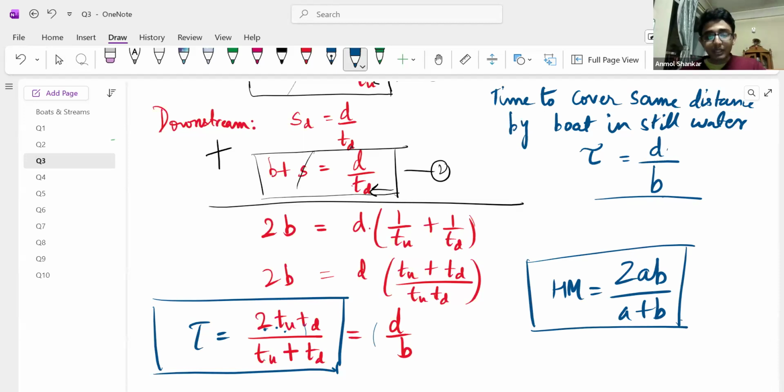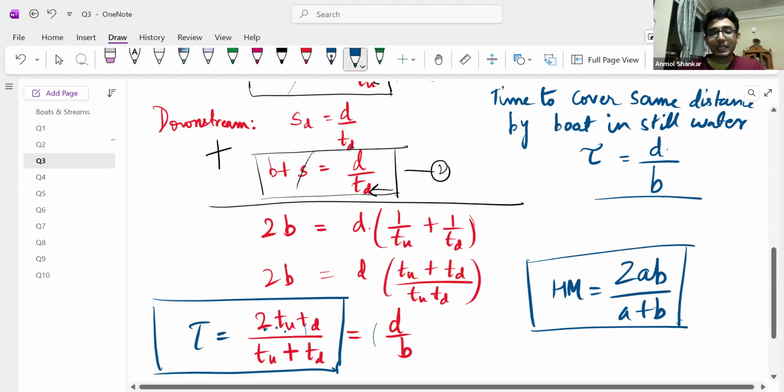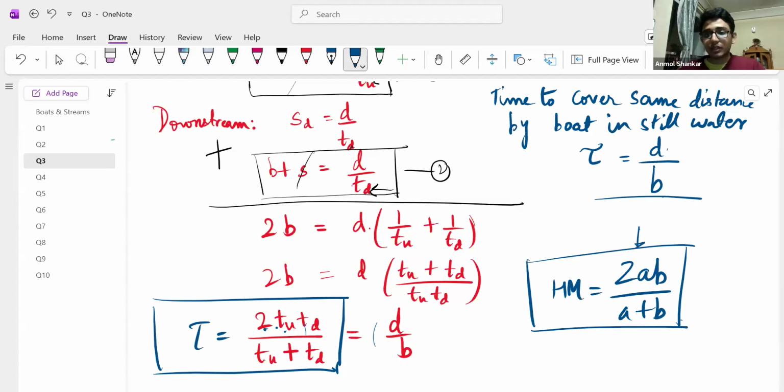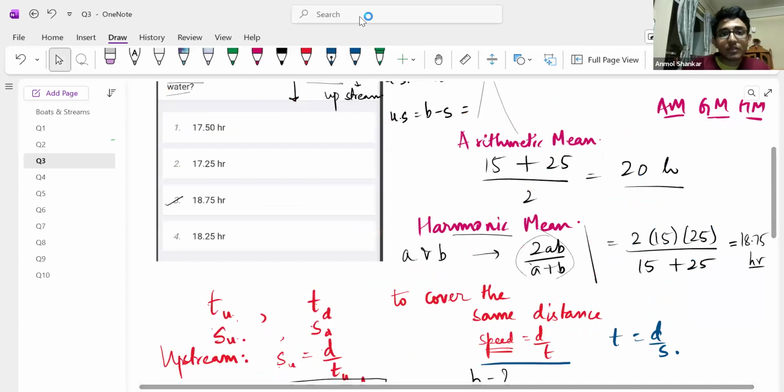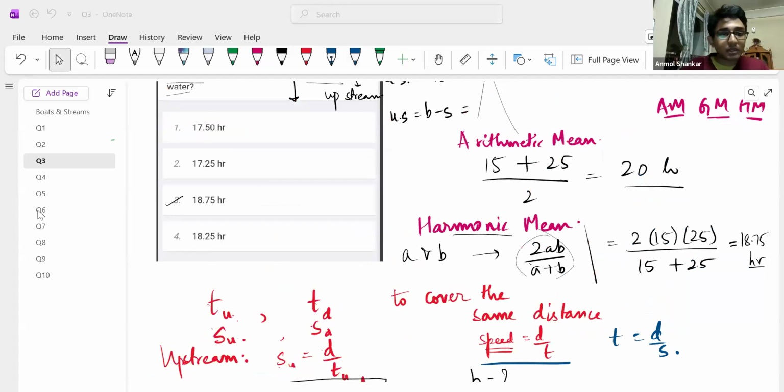Here, with this tu and td, it is not that neat, but yeah, this is what you have to remember. Right? So okay, that is done. So let me go back to this question.